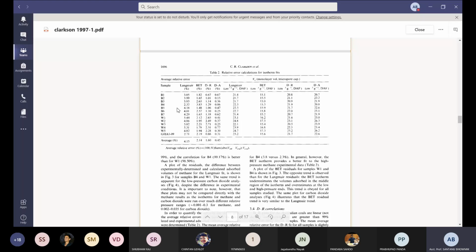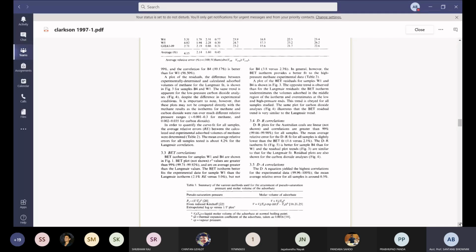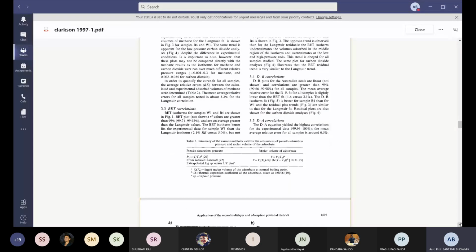So you can see these are the values, and obviously if you compare the values, you can see the Langmuir values are more or less on the higher side, whereas the DA error values are very much on the lower side, and this is the average value. So now you can see that for various models, DA is more or less the best fit. And then they have discussed each of the correlations here.